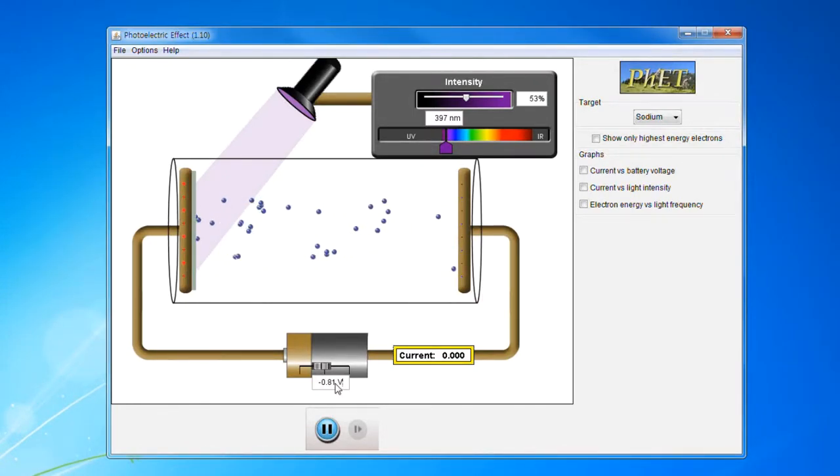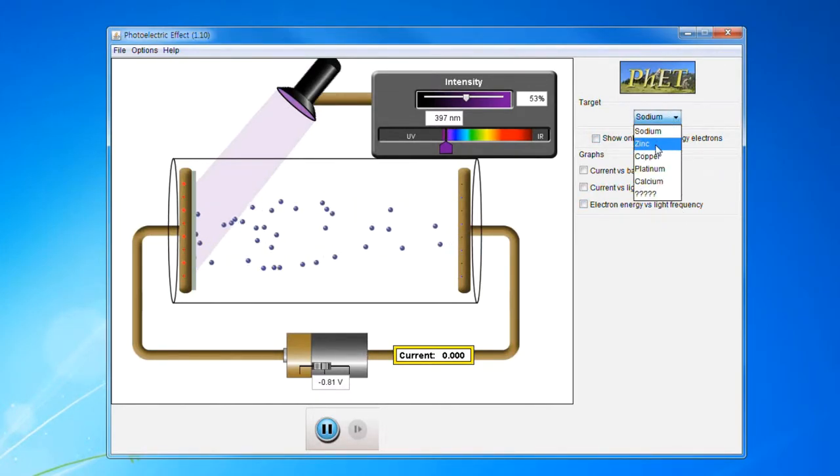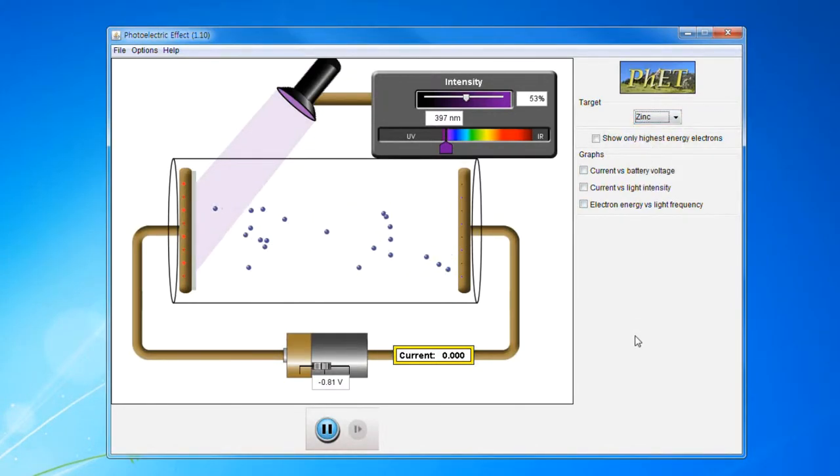Then one more thing, we can actually change what kind of metal we have here. In the beginning, it was selected as sodium. Now let's try to change this to zinc. We have a lot of options, but let's try zinc. If you do that, all right. Now, no electrons are coming out, right?